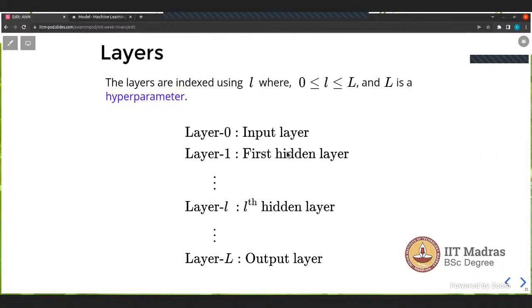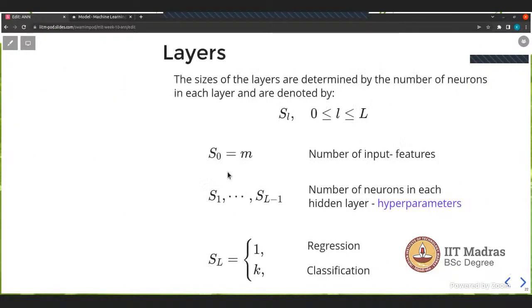Okay, so layer 0 to layer capital L, right? So this is the notation we'll be following always. This is important from the point of view of exam also. So layers are indexed from 0 to capital L. Okay, so 0 will be input, capital L will be output.